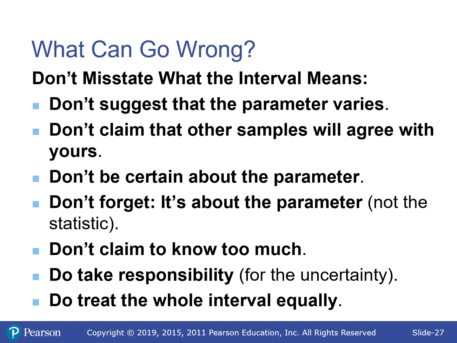Do take responsibility for the uncertainty. I'm 95% confident that it'll be here. It might not be here. I mean, I'm 5% confident that it won't be in the interval, but that's part of don't be certain about the parameter. It's kind of the same idea. And then do treat the whole interval equally. The population proportion is no more likely to be in the center as it is on the very edges. We just are 95% confident that it will be somewhere in the interval.